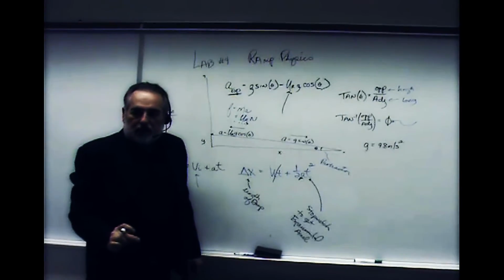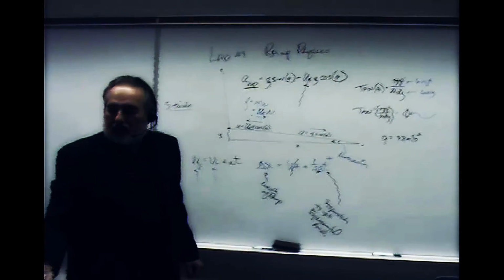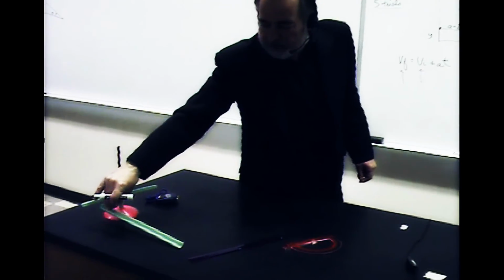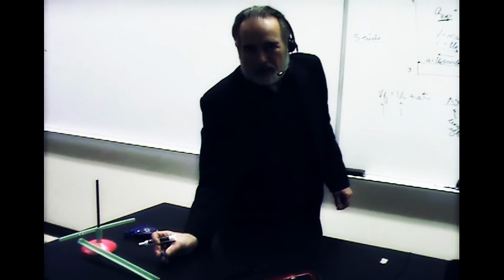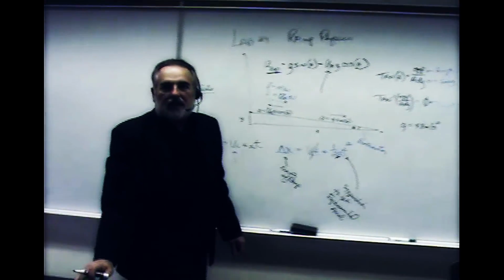That's what you need to do for this lab. Calculate the rolling friction for your particular ramp. The rolling friction, more specifically, of this type of plastic with the marble. And that's lab number 4.